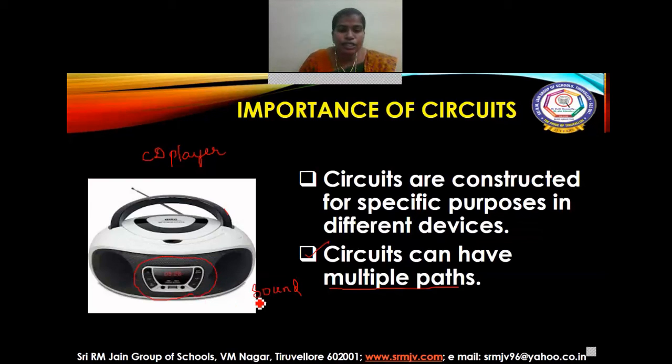Here electrical energy has been converted into light energy, and there is a separate circuit which will help the CD lid to open, where it is converted into mechanical energy. So in a single device there will be multiple paths, and each path will have a specific purpose. So, for example, in a CD player, electrical energy has been converted into sound energy, and also light energy, and also mechanical energy.